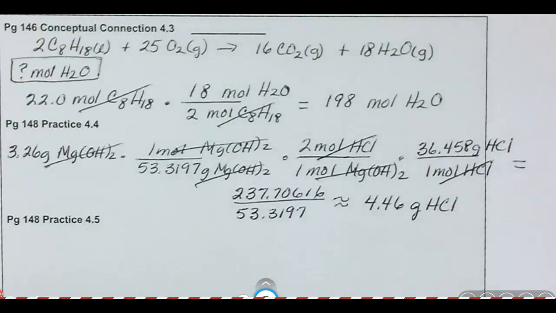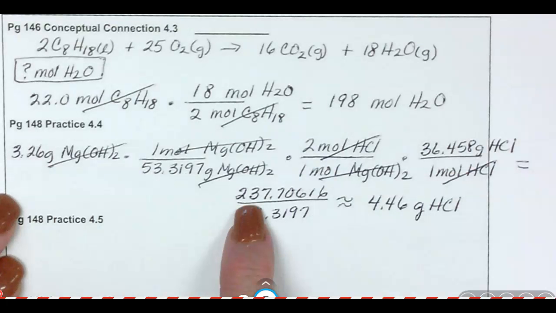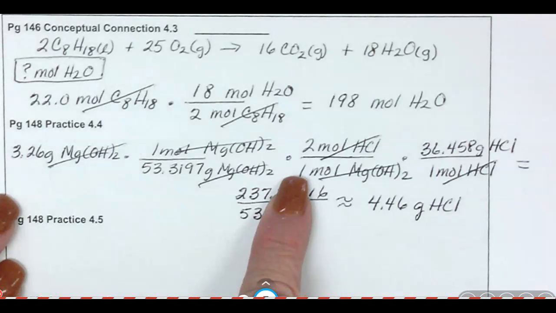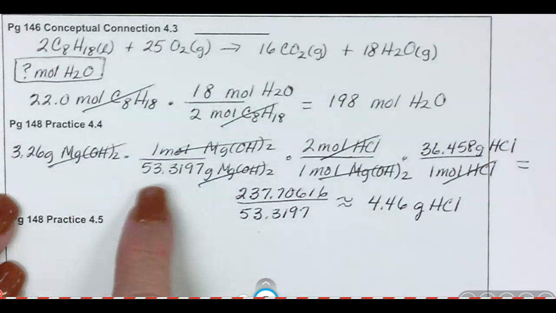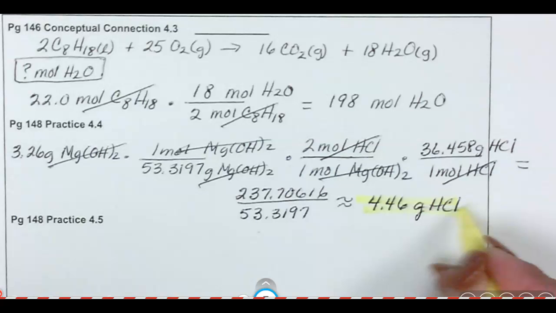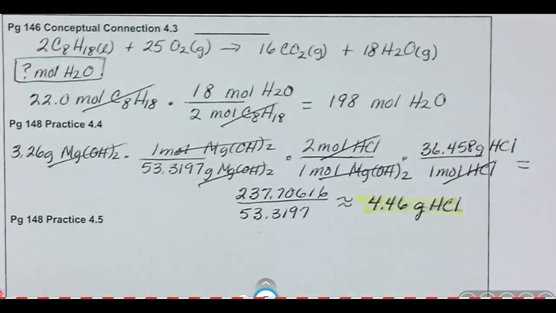Okay, and as I have always said, double check my values, but when I multiplied my numerators, I got 237.70616. I know some teachers will tell you to do your significant digits at this point, which would give you just 238. I do go ahead and hang on to mine, then do my division and do my significant digits at that, which is 3. And so I get 4.46 grams of hydrochloric acid needed to neutralize 3.26 grams of magnesium hydroxide.